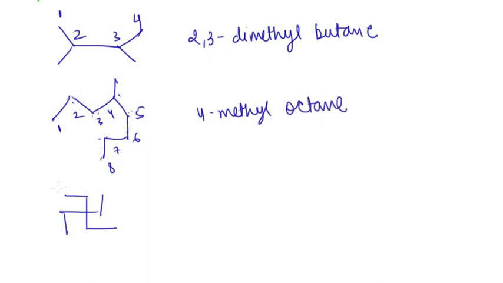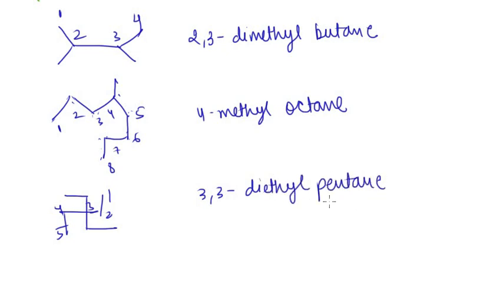Now here we have 1, 2, 3, 4, 5: 3,3-diethylpentane. We do not have to worry that it looks different. You have to just simplify it. If the structure is looking complex, then the naming might not be as complex as it looks.